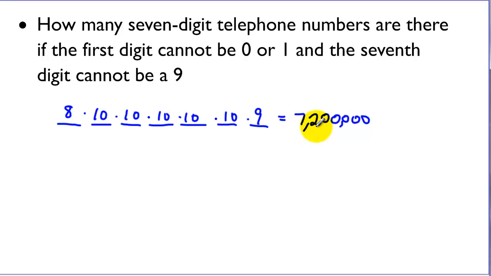So there would be 7,200,000 different telephone numbers that we could create.